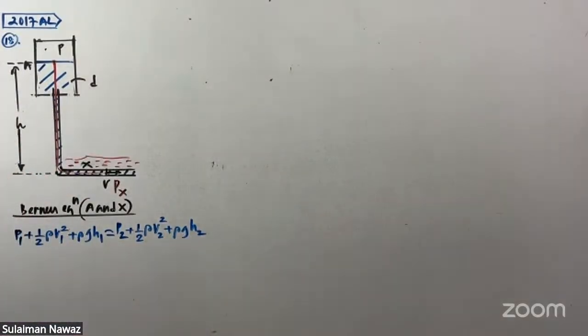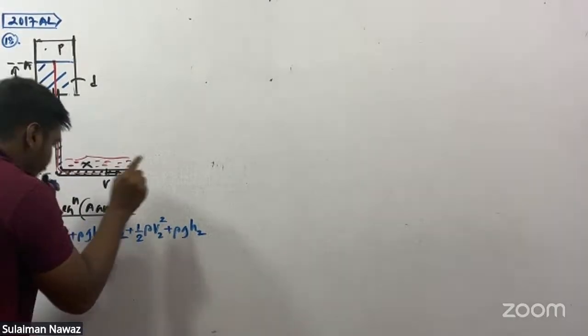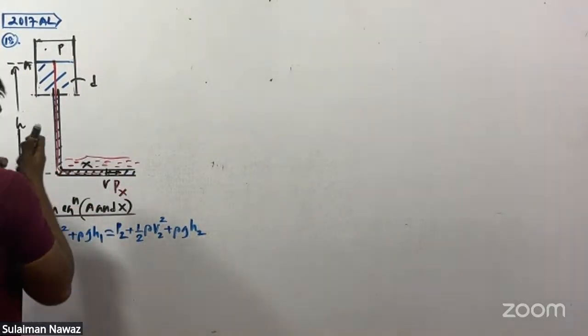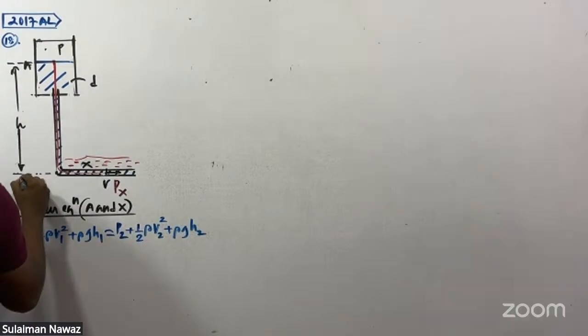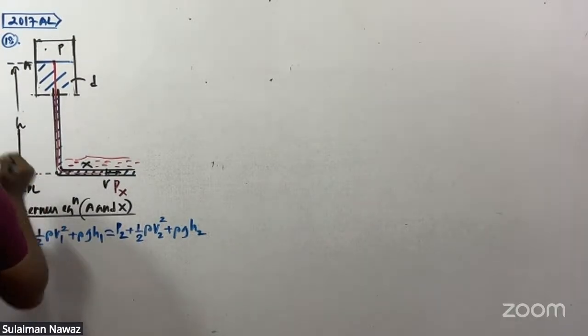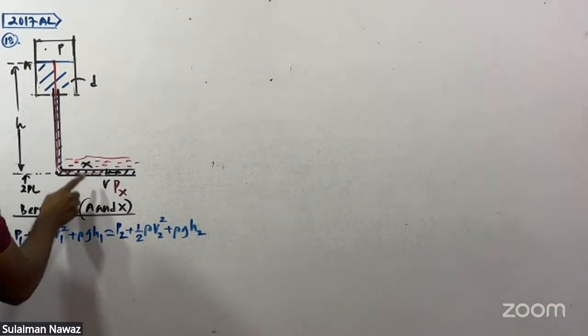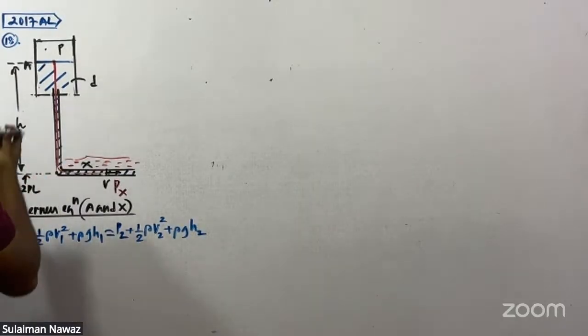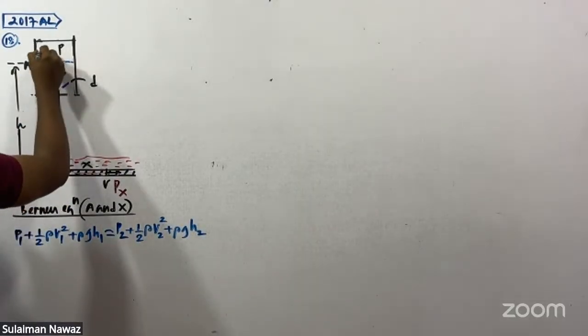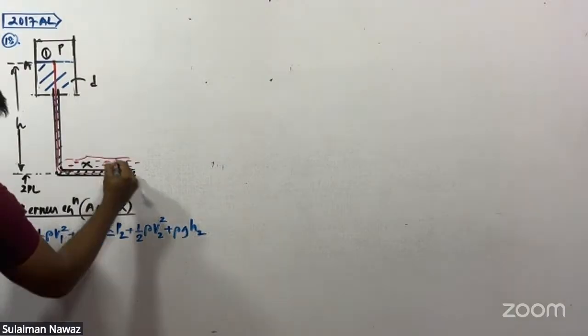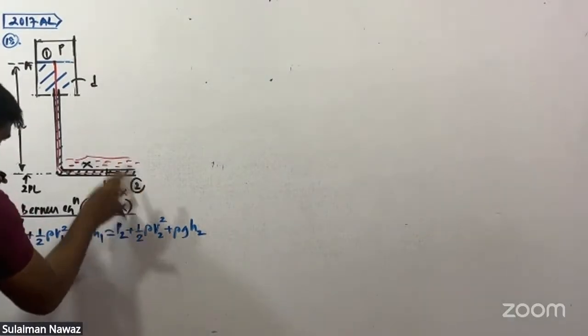Now I consider this level as my zero potential level. Agree? Zero potential level is at this level. Then this is my point 1, point 2. Point A is going to be my point 1. Point X is going to be my point 2.